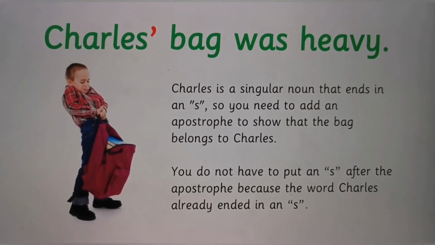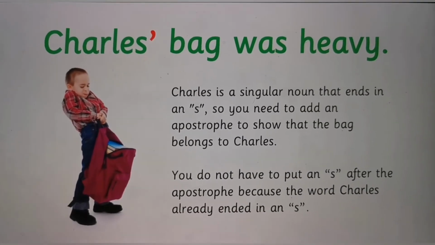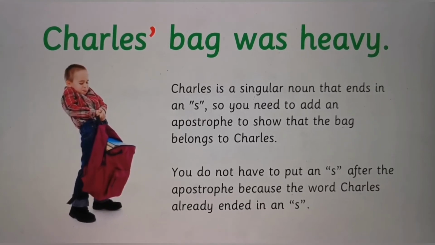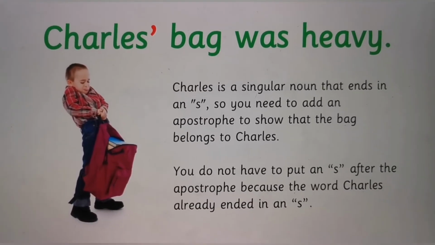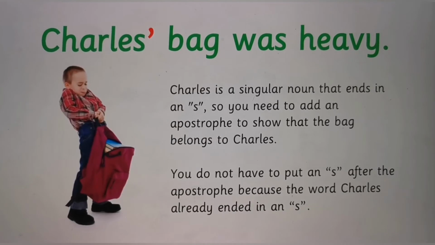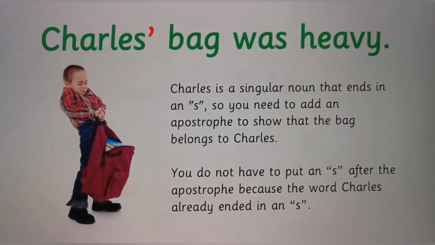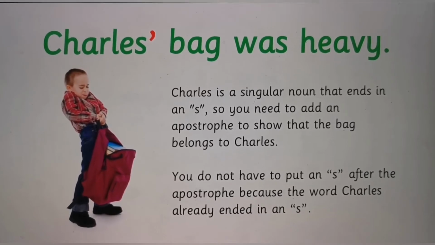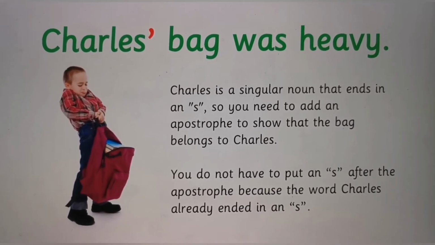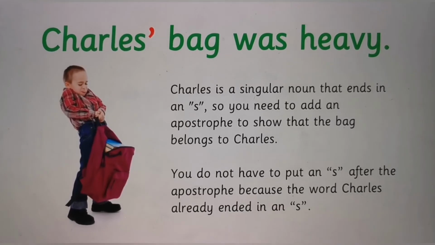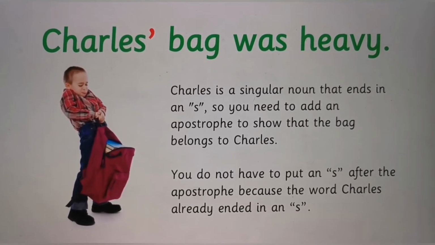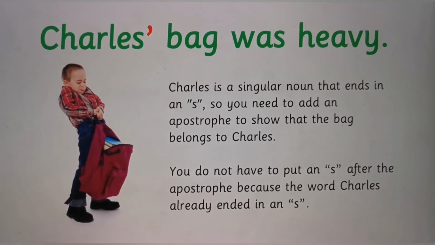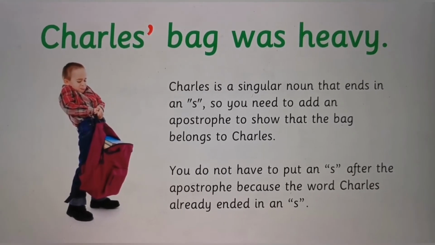Let's look at another example. Charles's bag was heavy. In this one, we know that the bag belongs to Charles because we've used an apostrophe. However, we haven't put an S after the apostrophe. This is because the singular noun Charles already ends with an S, so we don't need another one to show that the bag belongs to Charles. Charles's bag was heavy.